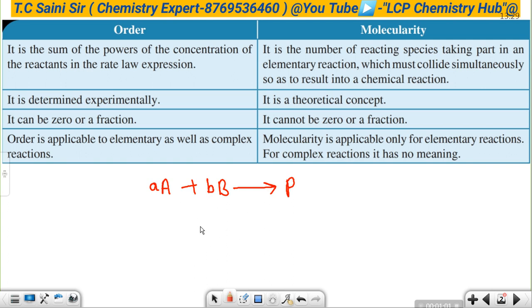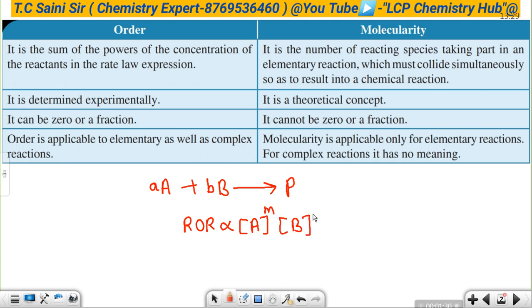According to the law of mass action, rate of reaction is directly proportional to the active mass or concentration of the reactants. Otherwise, the active concentration of reactants. That means here A and B are reactants. That means rate of reaction is directly proportional to the concentration of reactant A and the concentration of reactant B.